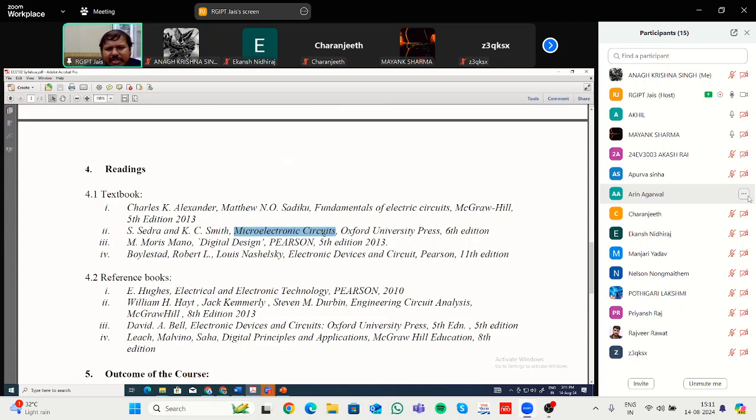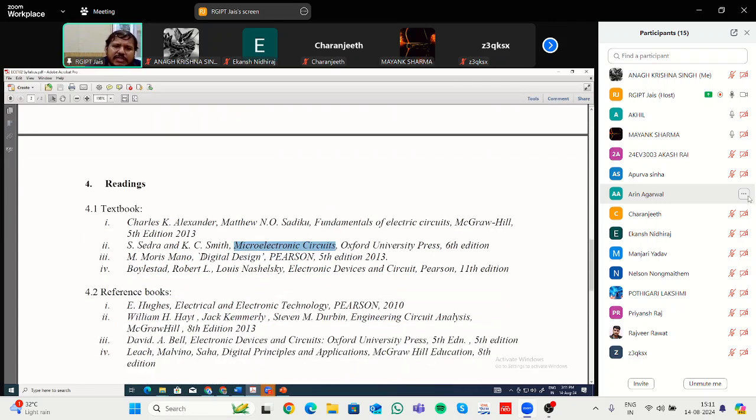Microelectronic Circuits is for the second unit. Semiconductor devices and Morris Mano's Digital Design is for the fourth unit, the digital part. And Boylestad also covers semiconductor devices and the operational amplifier. You can find all those things there. These are very standard books.